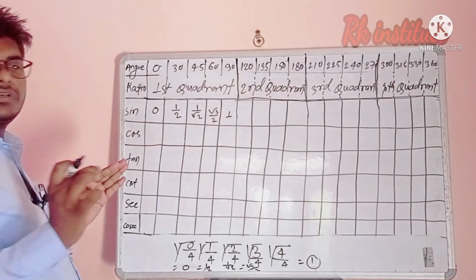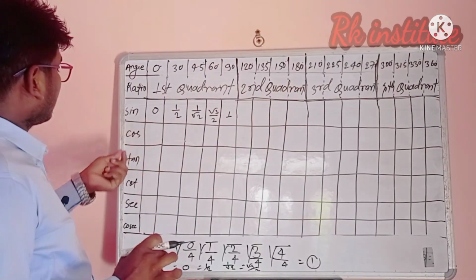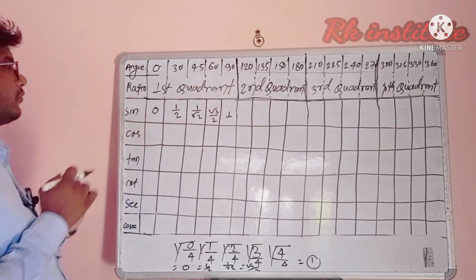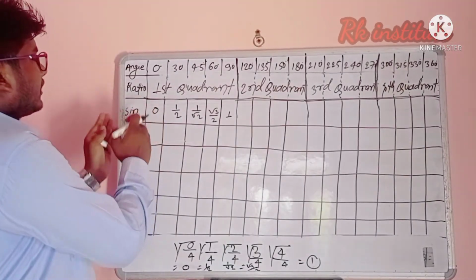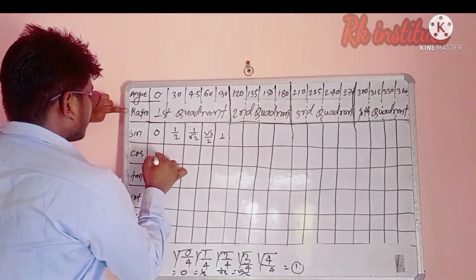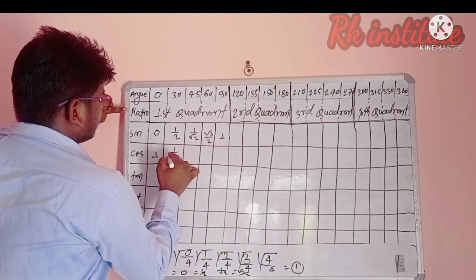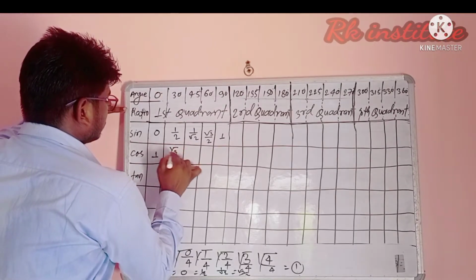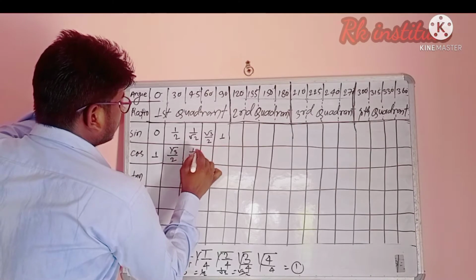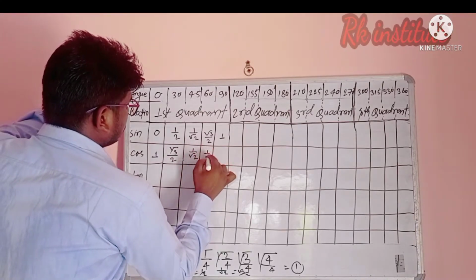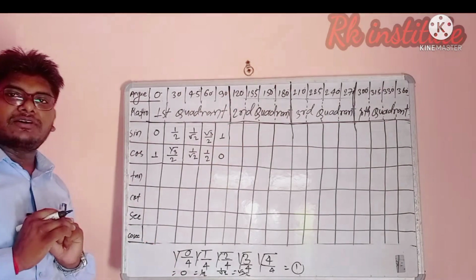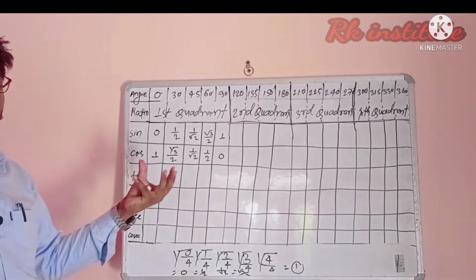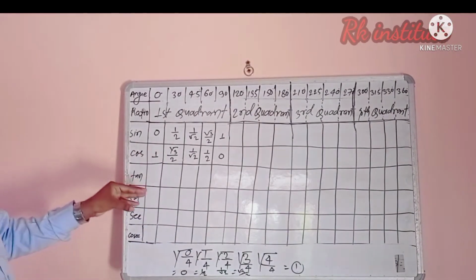Second is cos, and we have to find the value of cos. For cos, we write the same values as sine, but starting from the right side: 1, root 3 by 2, 1 by root 2, 1 by 2 and 0. This is the value of cos.